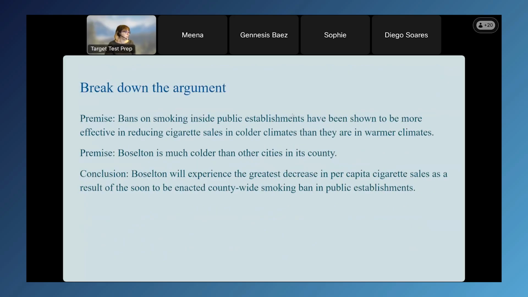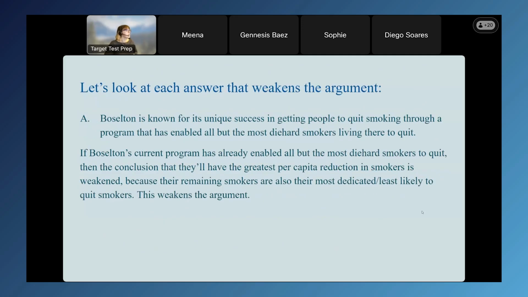So our breakdown is, hey, these bans tend to work better in colder places than in warmer places. Bozelton is relatively cold, therefore Bozelton is the place that will work the best, lead to the greatest decrease in per capita cigarette sales. So we are going to go through each weakener and look at why.